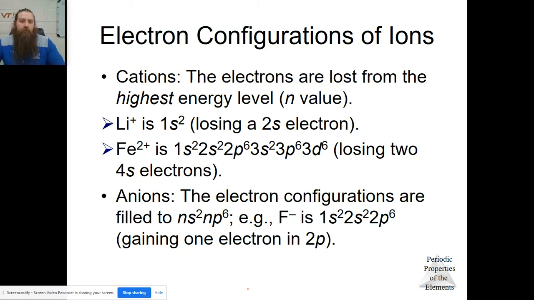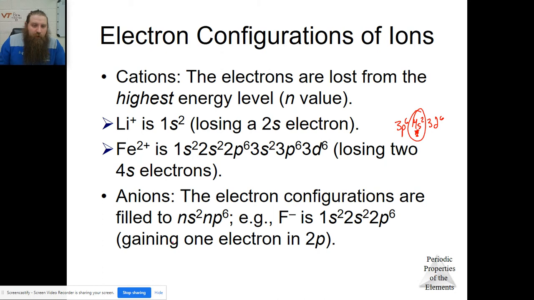Now, when we look at the electron configuration of ions, we're always going to take electrons from the highest N value, the highest principal quantum number, for our cations. So lithium is 1s2, 2s1. It's going to lose a 2s electron. Iron 2+ is going to lose the 4s electron, because normally iron is 3p6, 4s2, 3d6. Well, 4 is the highest energy level, so those are the first electrons that are going to be lost.